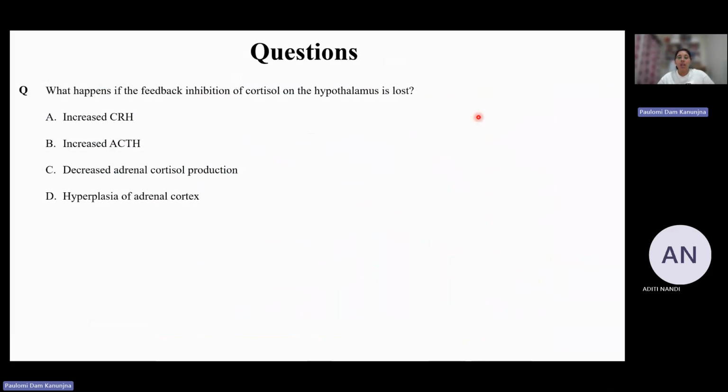Right? Next one. What happens if the feedback inhibition of cortisol on the hypothalamus is lost? So I told you, right? For the hypothalamus, just think in the opposite way. If there is cortisol, it is giving feedback inhibition to the hypothalamus. What all will happen?